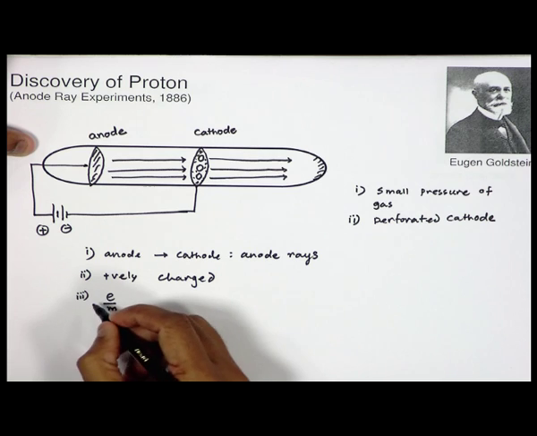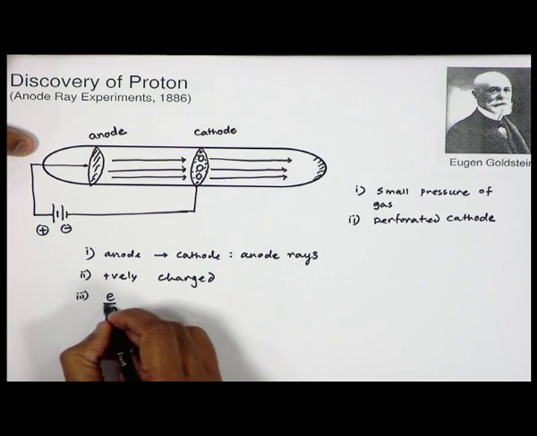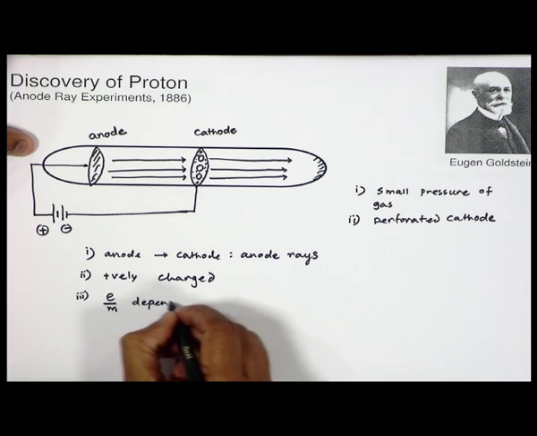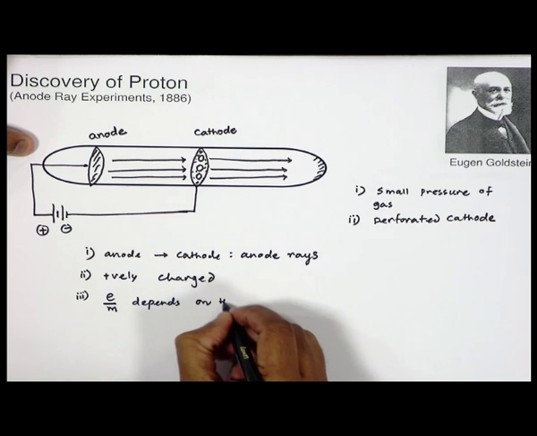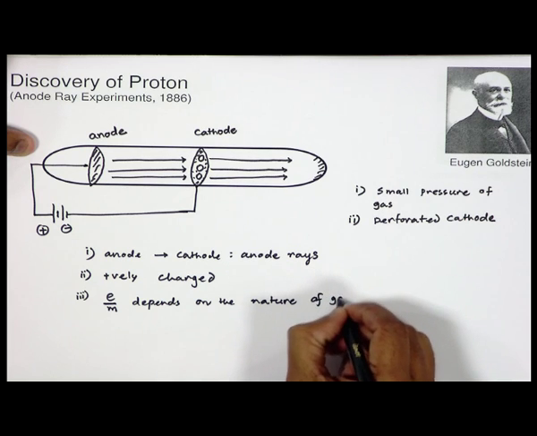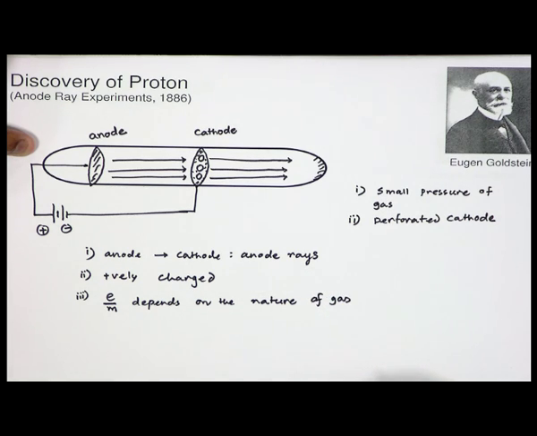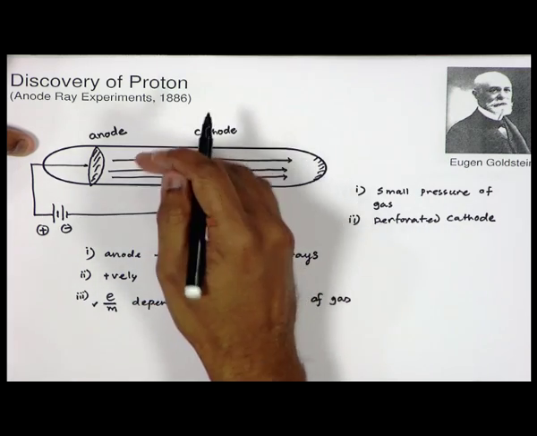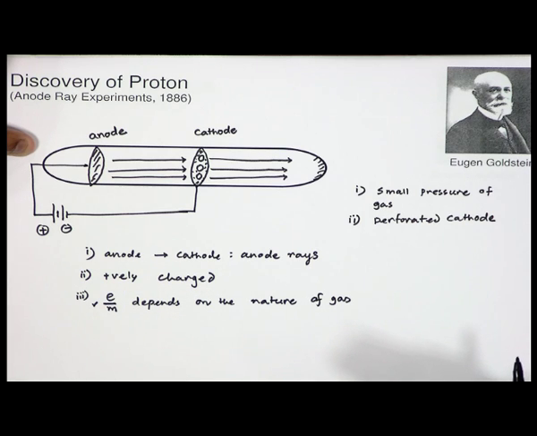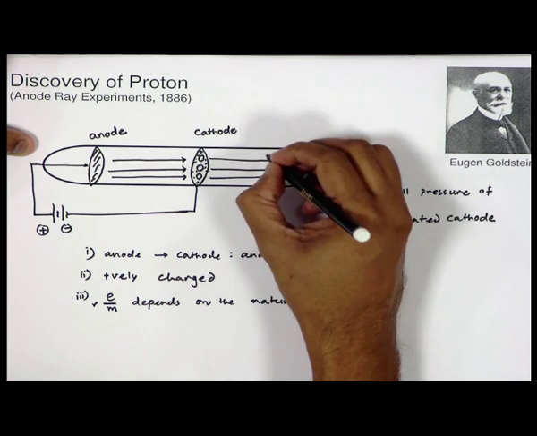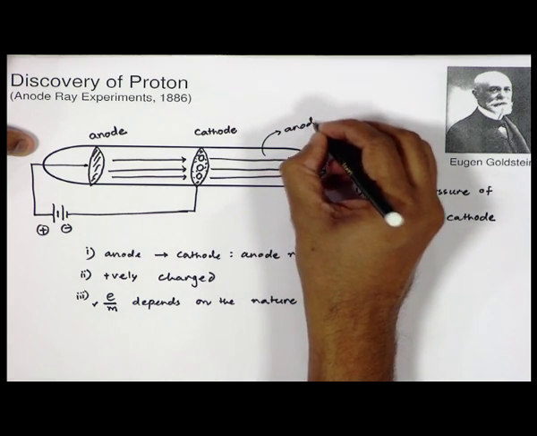What was observed here is that this e/m, the charge to mass ratio, depends on the nature of the gas. If you use hydrogen, you have a certain value of e/m. If you use helium, it has a different value of e/m for these anode rays. So, these are called anode rays.